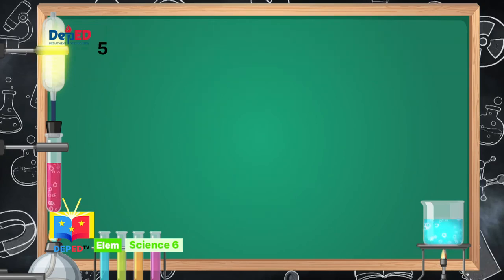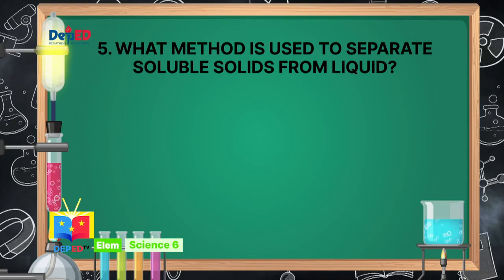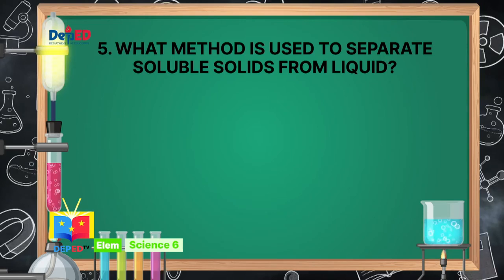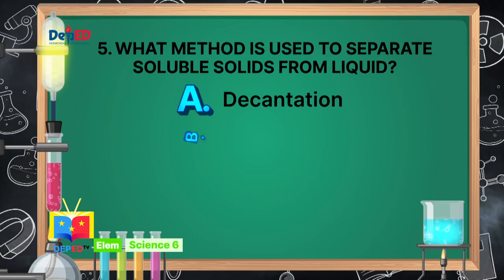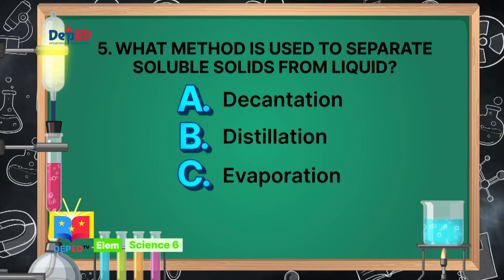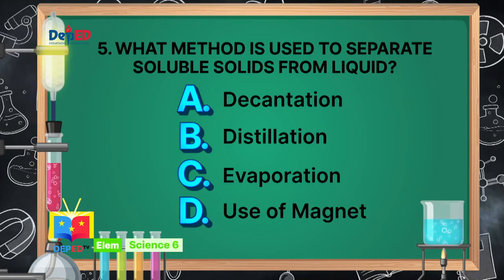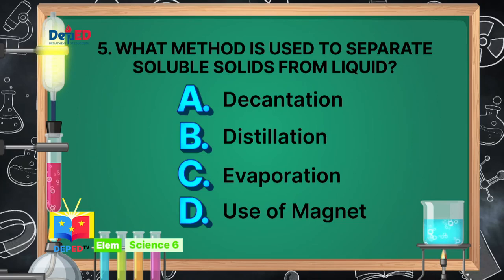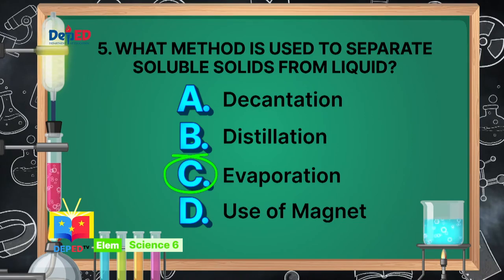Number 5. What method is used to separate soluble solids from liquid? A. Decantation. B. Distillation. C. Evaporation. Or D. Use of magnet. The correct answer is C. Evaporation.